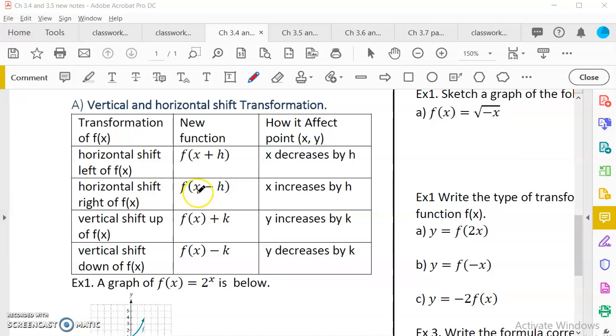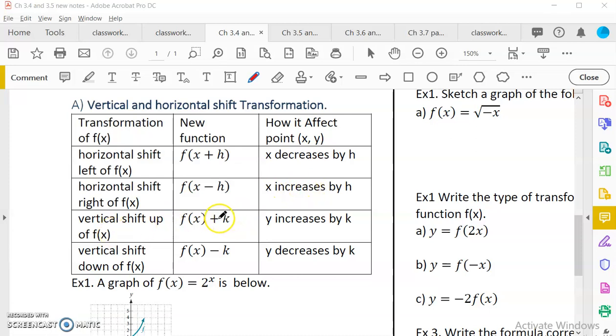If you have f of x minus h in your new function, then it is moving to the right compared to f of x. So f of x minus h is moved to the right, and all the x values increase by h.